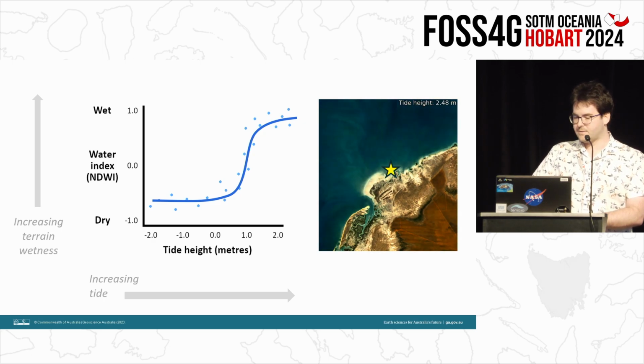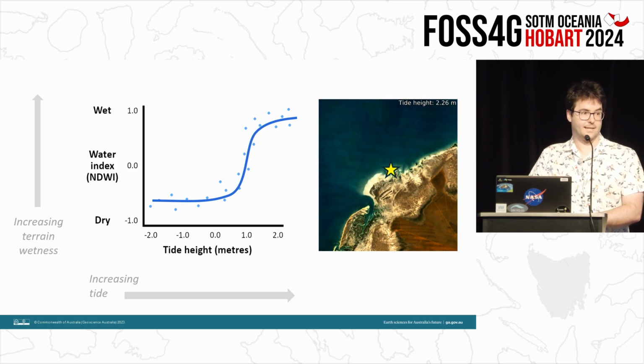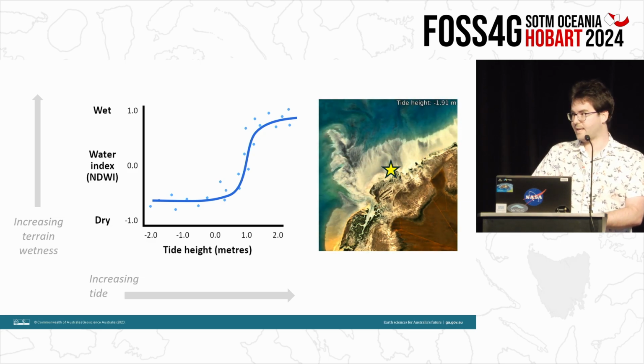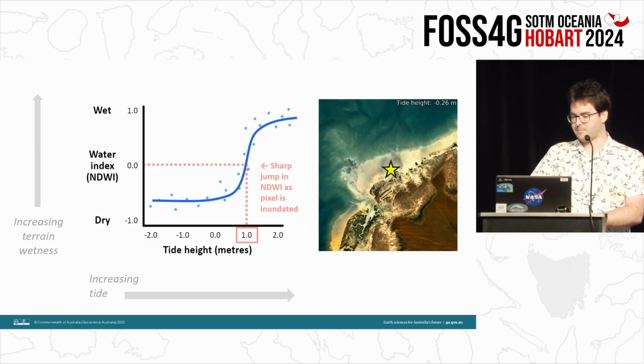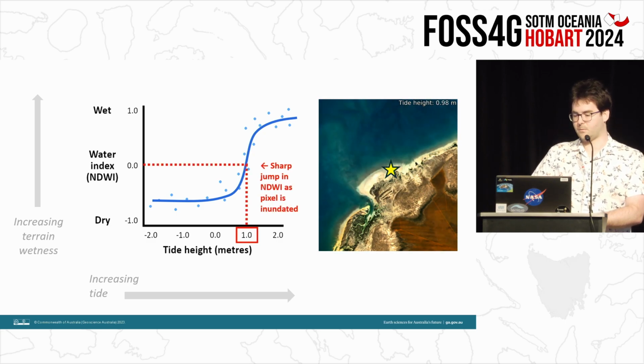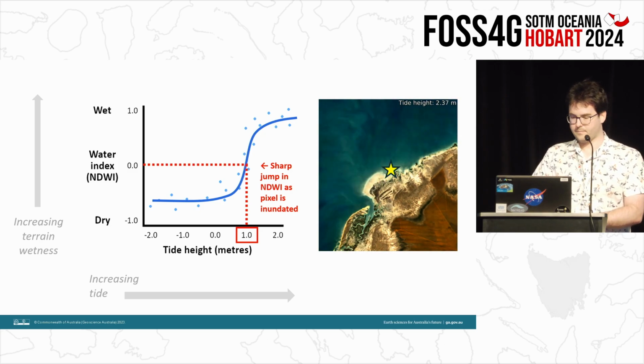And the nice thing about this relationship is that terrain wetness is something we can map really easily with satellite data. So we can use something like a water index, NDWI, and we can track the exact point where that pixel jumps from dry to wet. And then if we identify the tide height where that happens, we can use that as a proxy for elevation.